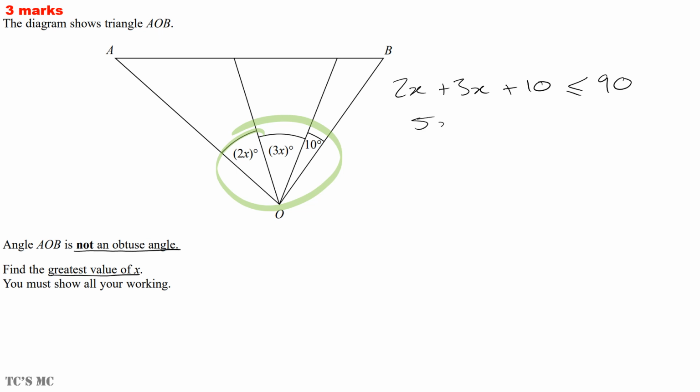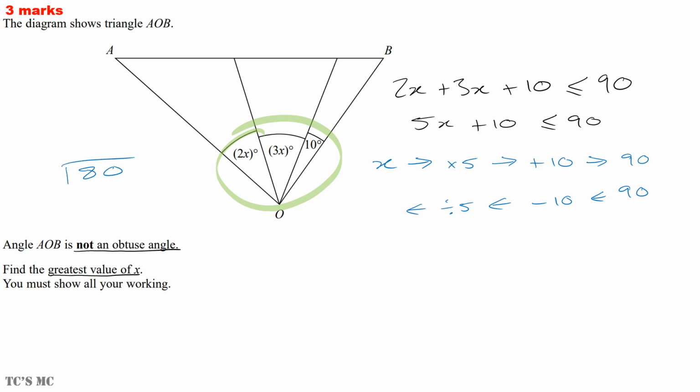That gives us 5x add 10 is less than or equal to 90. I'm going to treat it like an equation and solve using the flowchart. X multiplied by 5, then add 10 gives us 90. Going backwards and doing the inverse, we need to subtract 10 and then divide by 5. 90 subtract 10 is 80. 80 divided by 5 is 16. So x would be 16.